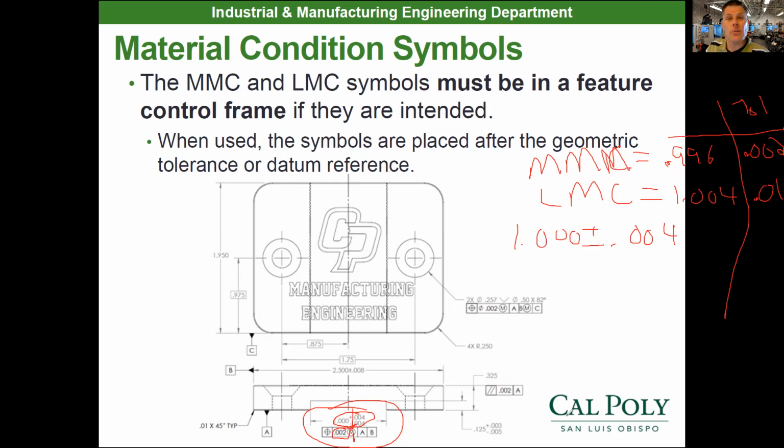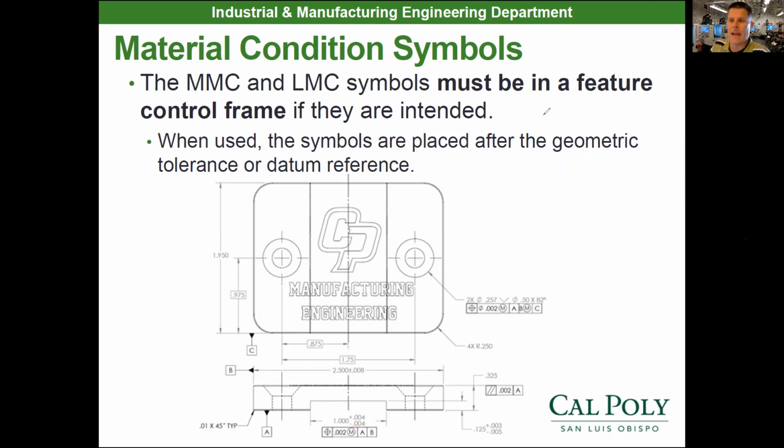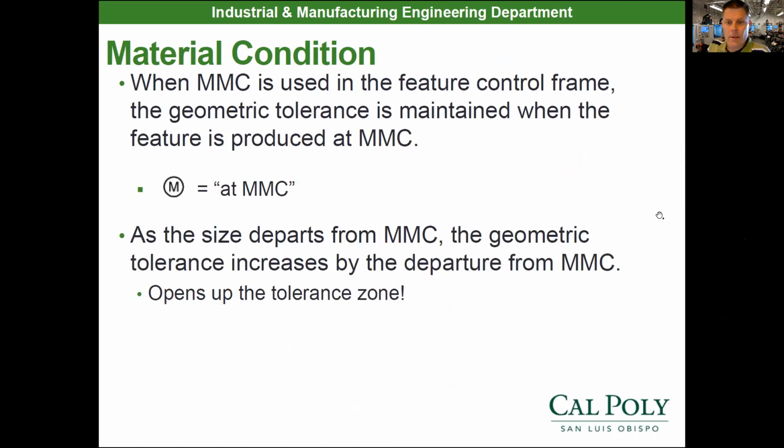So based off the produced feature size, I've got to hold that 2 thou tolerance at MMC. But as my slot gets larger, my amount of wiggle room, or my location, could be a little bit larger as well. And that departs with the amount that we take away from the actual size tolerance. So these material condition symbols, whenever you see M, it holds it at maximum material condition and it opens up that tolerance zone the amount that we departed from the maximum material condition.